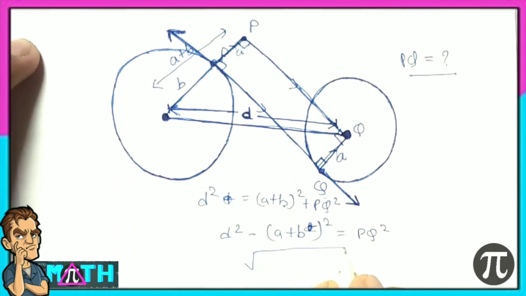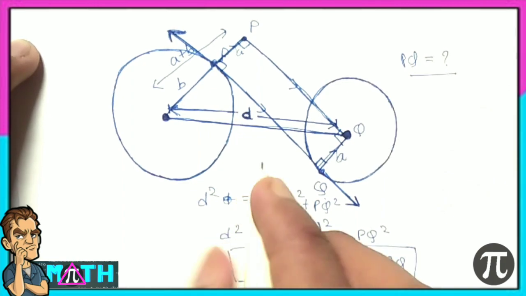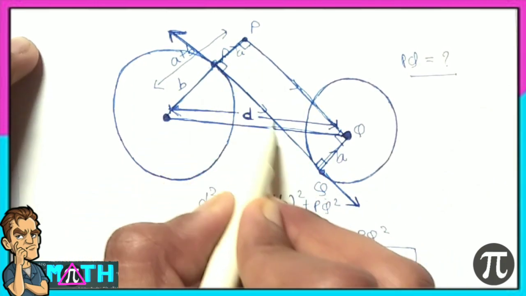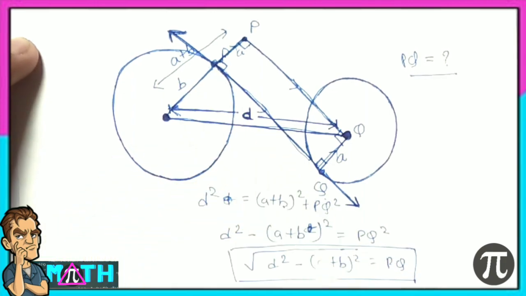After applying root on both sides, we can write the square root of D square minus (A plus B) the whole square is equal to PQ, and this is the formula to get the length of your PQ, that is the transverse common tangent. Hopefully you get it.